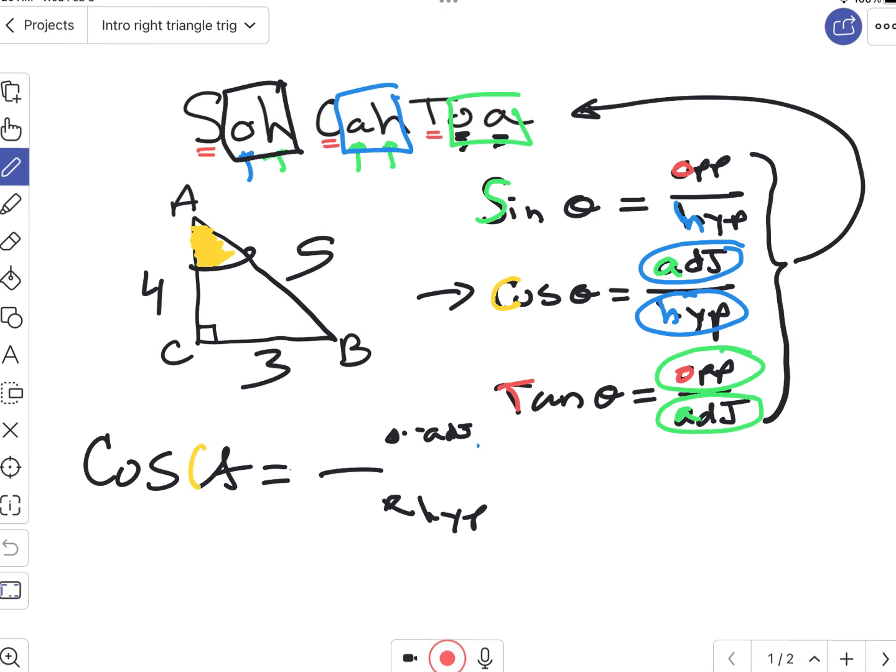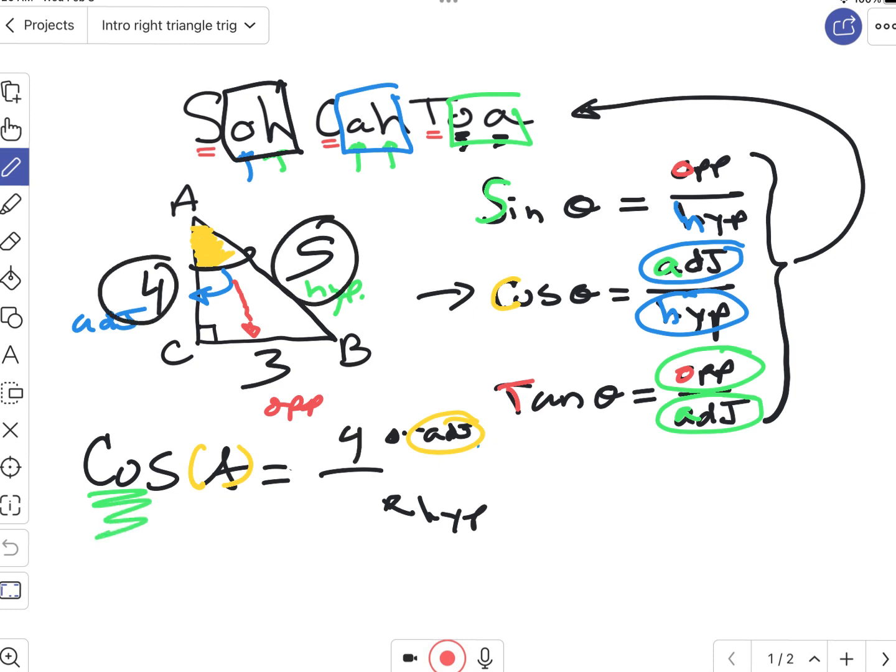So if we're looking at angle A, the adjacent side is what is next to angle A. So this is the adjacent side. This one would be the side that is opposite, and 5 would be the hypotenuse. But for cosine, it is the adjacent side in the numerator and the hypotenuse in the denominator.